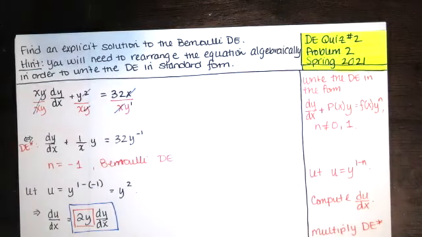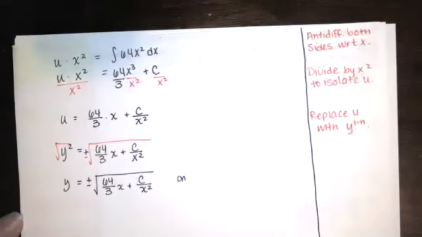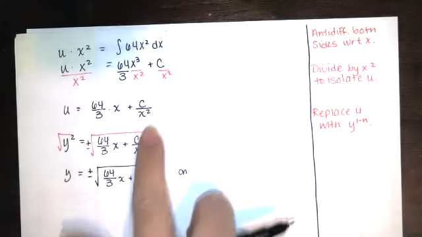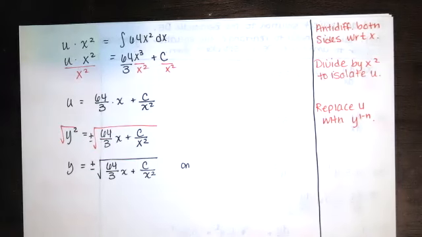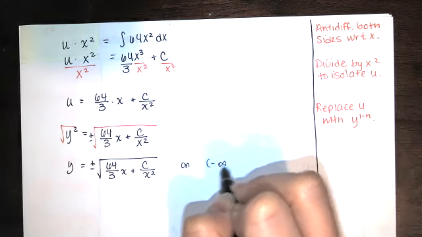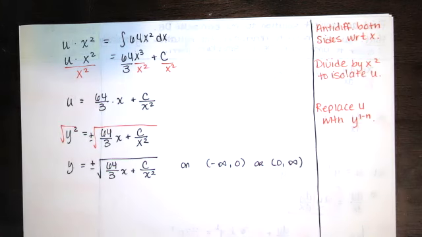Now, they did not give us an initial condition. All we know is that x can't be 0 from this. And we can also tell that x can't be 0 because of this piece right here. So you can choose any interval that doesn't include 0, and we want the largest possible interval. So you could either use negative infinity to 0 or 0 to infinity. You just have to pick one, because when we talk about solutions to a differential equation, we're always talking about a solution on a single interval, not a union of intervals.